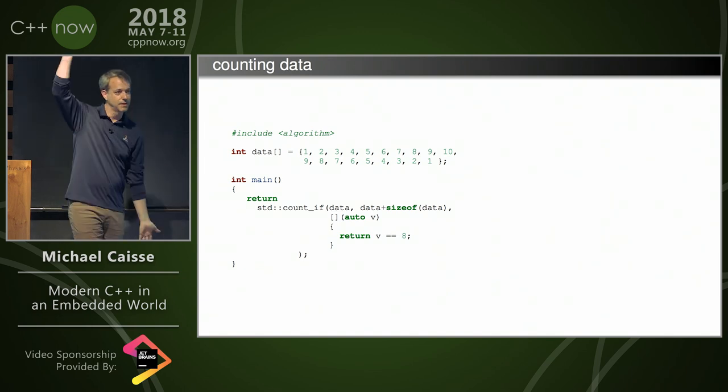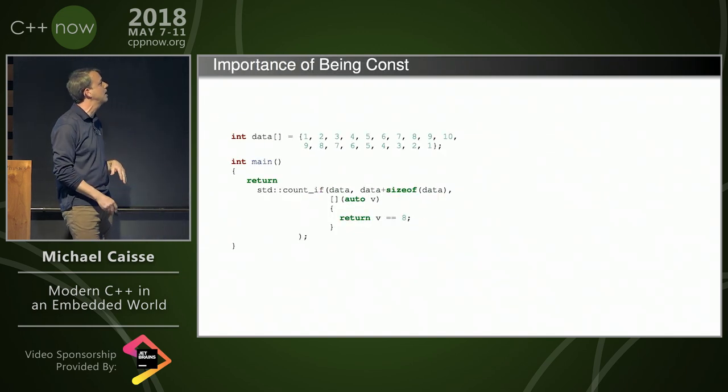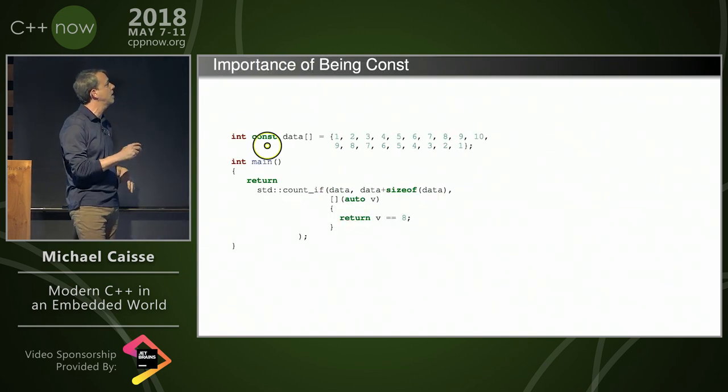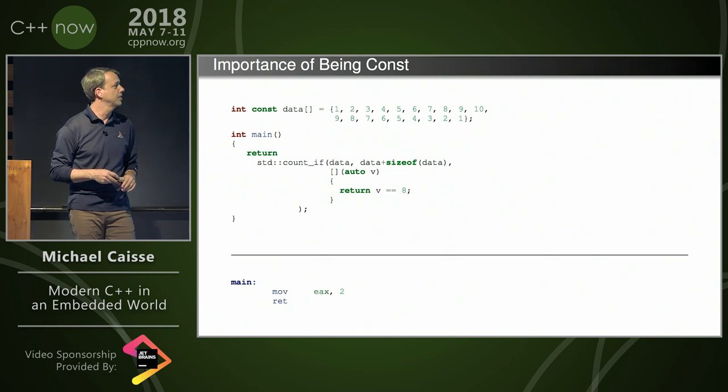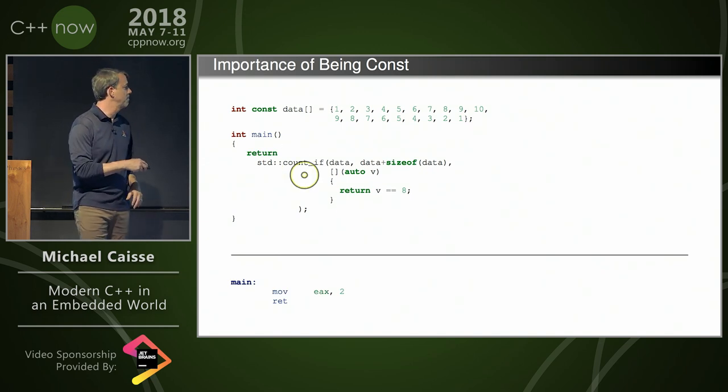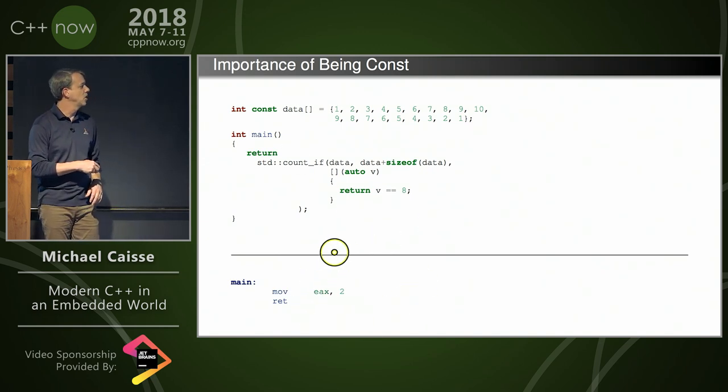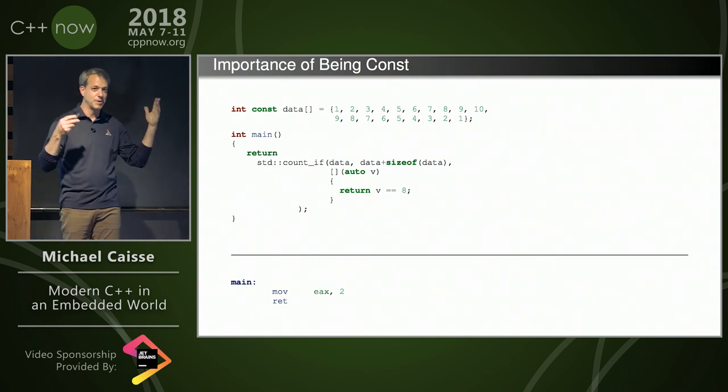All right, so what's the answer? Const. Yeah, okay, so we just make this thing const. So now we've got const up here, and the compiler should know that this thing's not going to change on me. And sure enough, it doesn't. I now have a main that loads two and in what's going to be the return.